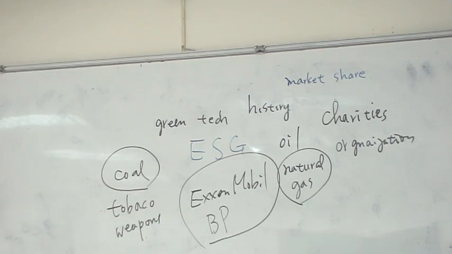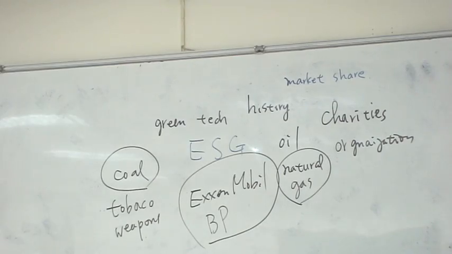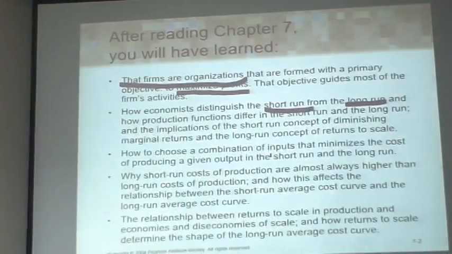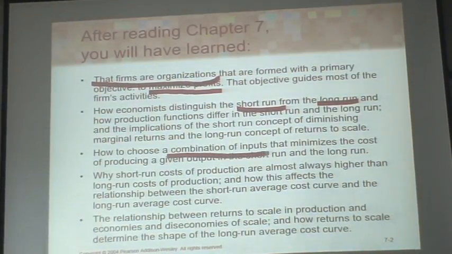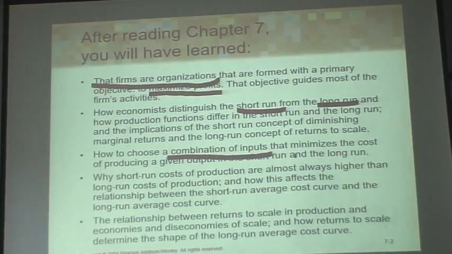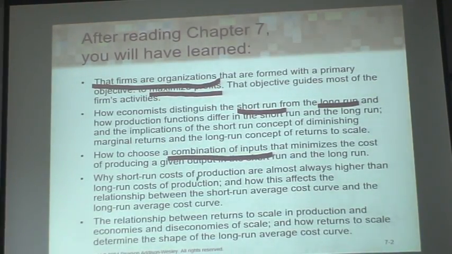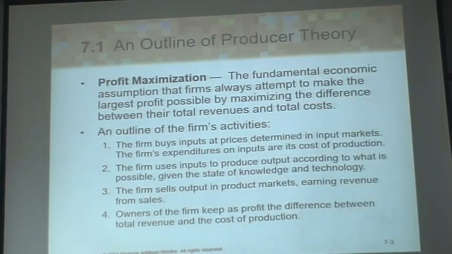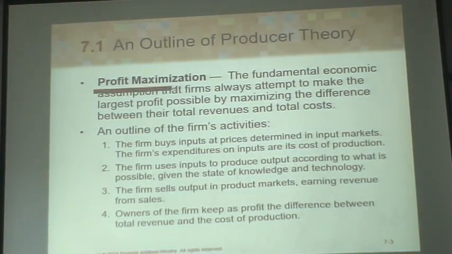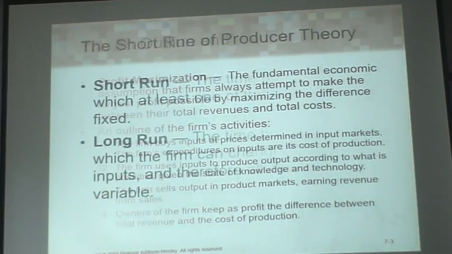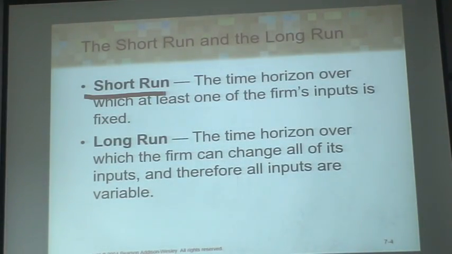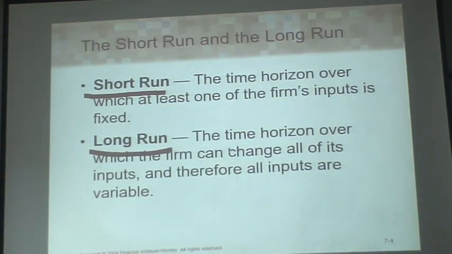Okay, and then short run, long run, we talked about it before. A company chooses a combination of inputs to produce output and sell it, to maximize profit. We have done this, so we're going to move on. Short run, long run. In the short run, you have some fixed costs. In the long run, everything is variable.